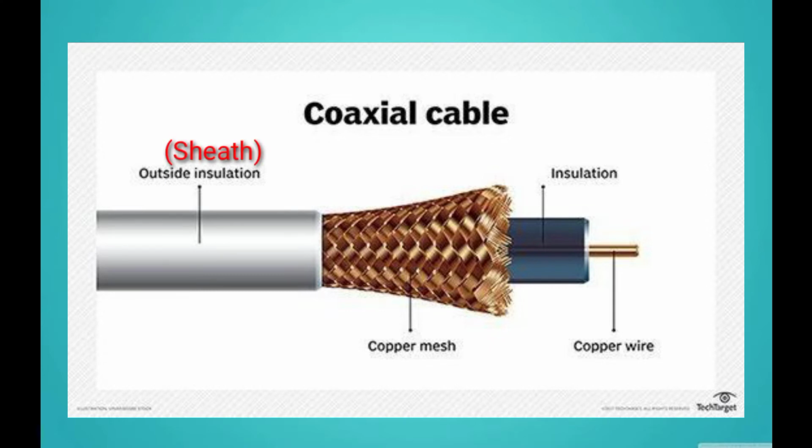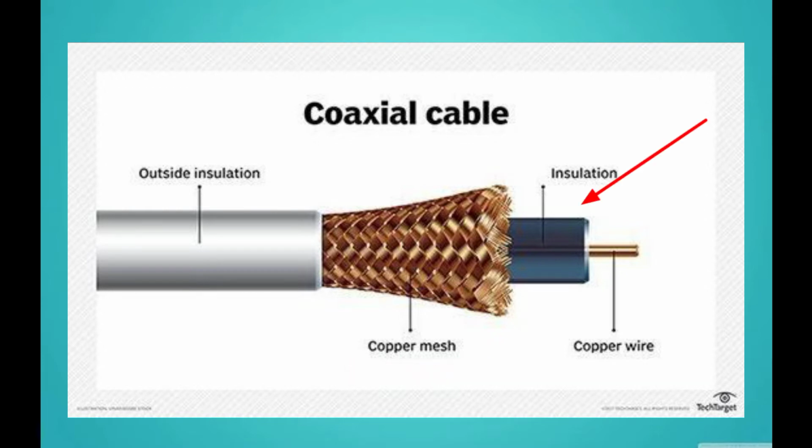Sheet, or the outside insulation, is the outer layer of the coaxial cable. It protects the cable from any physical damage. Next is copper mesh or braided shield. This shield protects the signal from external interference and noise. This shield is built from the same metal that is used to build the core.